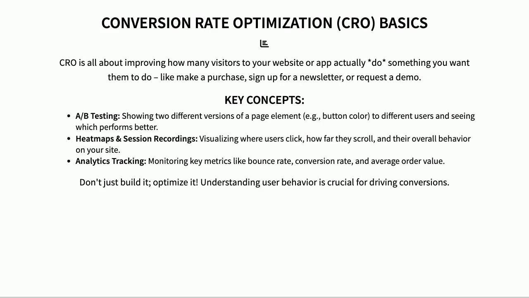Okay, let's talk about conversion rate optimization. Basically, it's about making sure that when someone visits your website or app, they actually do what you want them to do. Think of it as fine-tuning the experience to nudge people towards taking action, like buying something or signing up for a newsletter. We often use A/B testing, showing 2 slightly different versions of a page element and seeing which one gets more clicks.